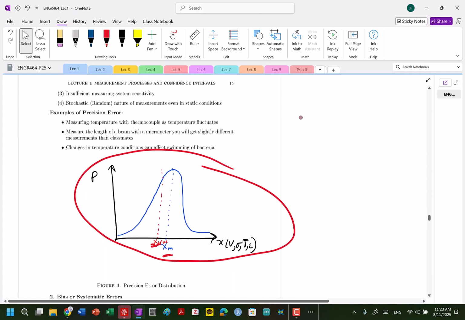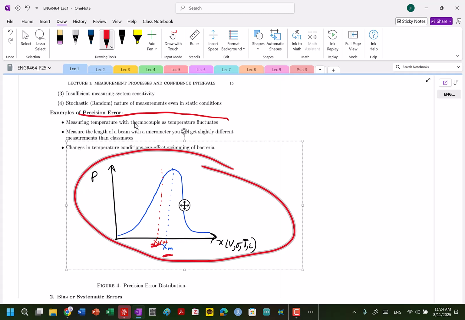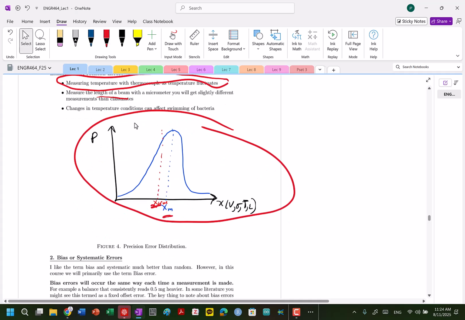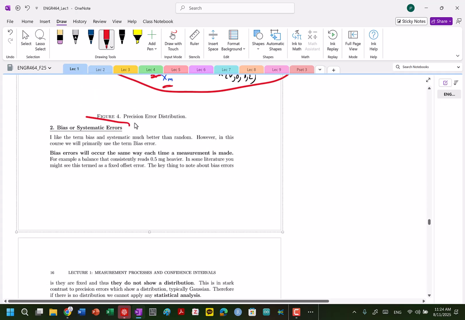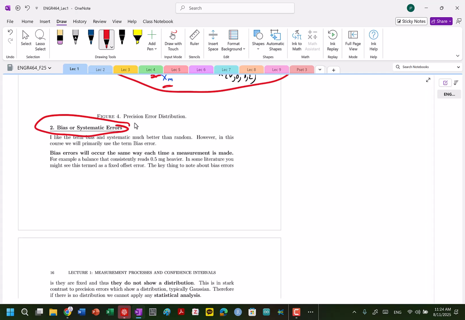It could be temperature fluctuating in a room when you're doing a thermocouple measurement. It could be the length of the beam. You can get slightly different measurements each time, et cetera. Bias or systematic errors are related again to the resolution, and they're errors that are going to occur the same way each time. So on that scale example, let's just say that I bought a scale, and for some reason my scale in particular is always a kilogram heavier than what I actually weigh.